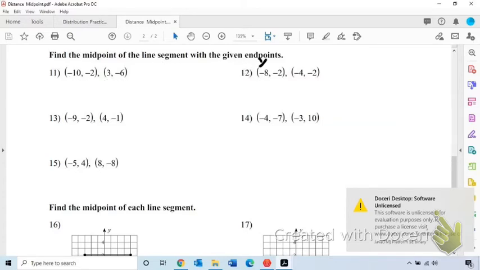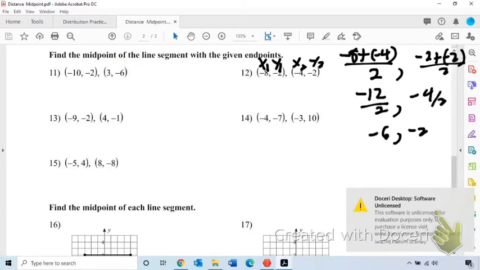Number 12, again, what we want to do is we want to label them x1, y1, x2, y2, and then plug it into the formula. Negative 8 plus negative 4 over 2, and negative 2 plus negative 2 over 2. Negative 8 plus negative 4 is negative 12 divided by 2. Negative 2 plus negative 2 is negative 4 divided by 2. So this gives us a negative 6 and a negative 2.